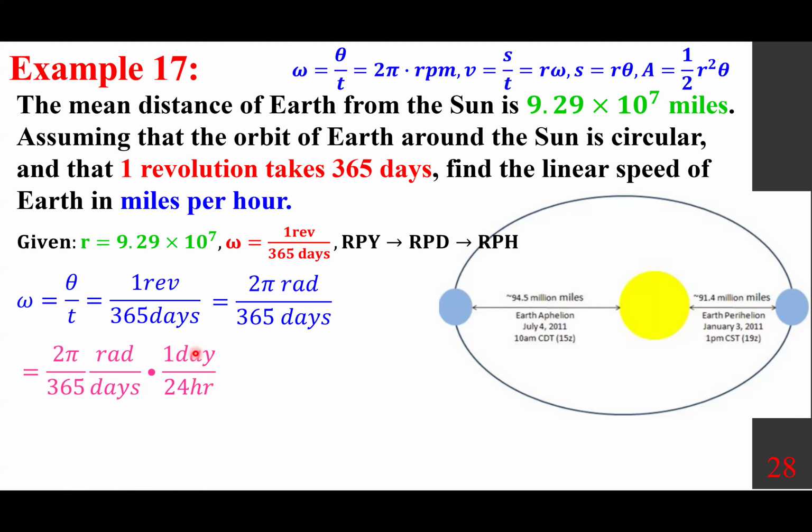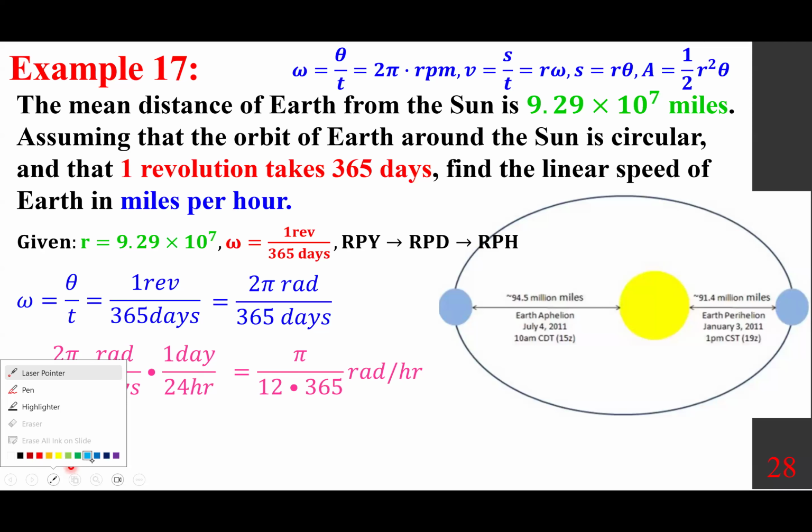Okay, notice this cancels this one. So we get radians per hour. So we get 2 pi times 1, over 24 times 365. And as you know, these 2 cancels at the 24. That's how we get the 12. Again, we are keeping it as precise for now as much as possible. So that is pi over 12 times 365 radians per hour.